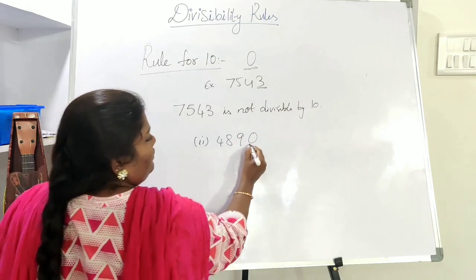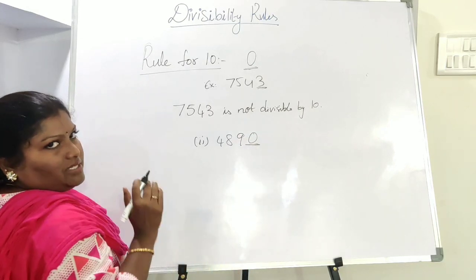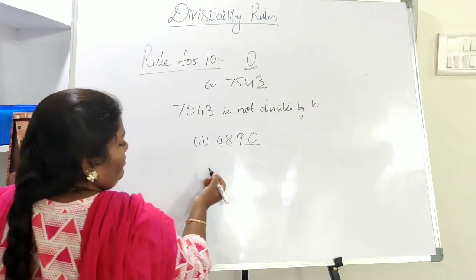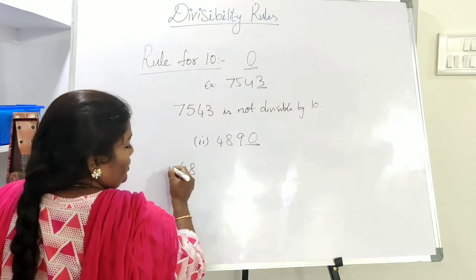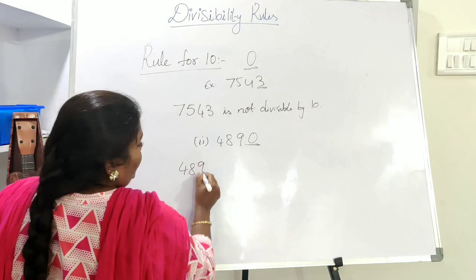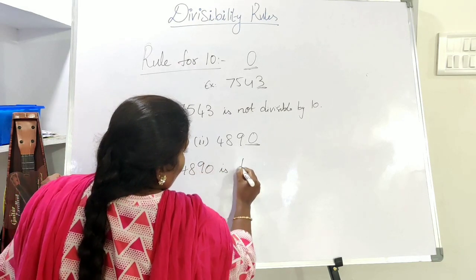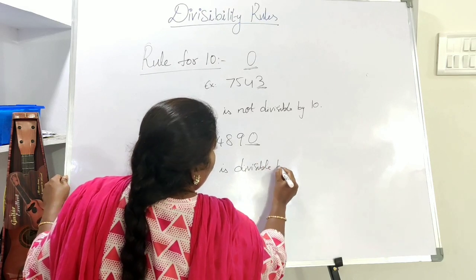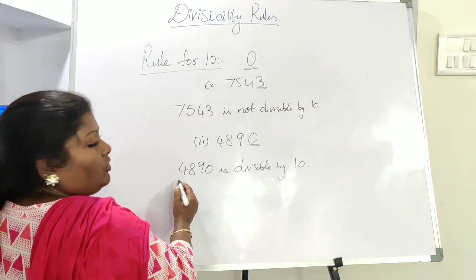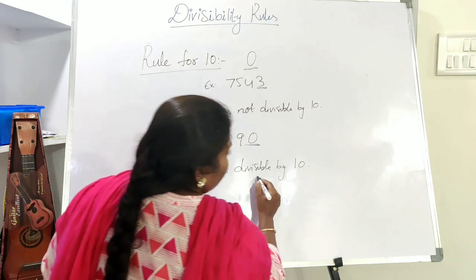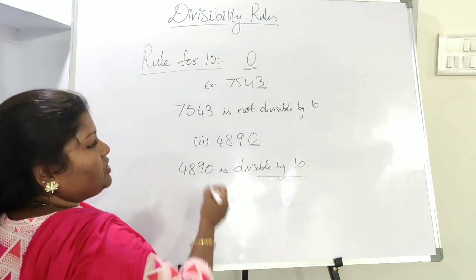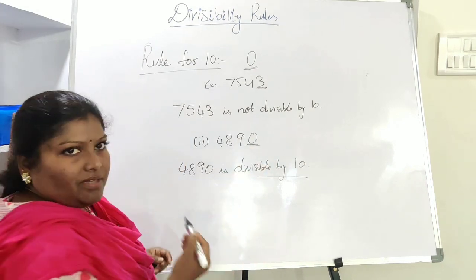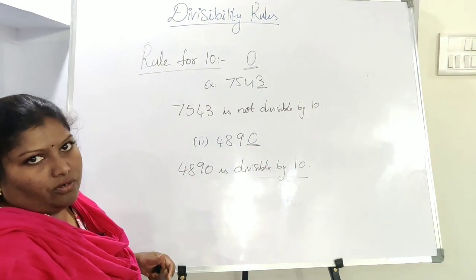4890. Now check the units place. You should have a 0 for the divisibility rule of 10. Now because you have a 0 here, that means 4890 is divisible by 10. Yes, you are not going to divide, you are just going to see the units place and say whether it is divisible by 10 or not.